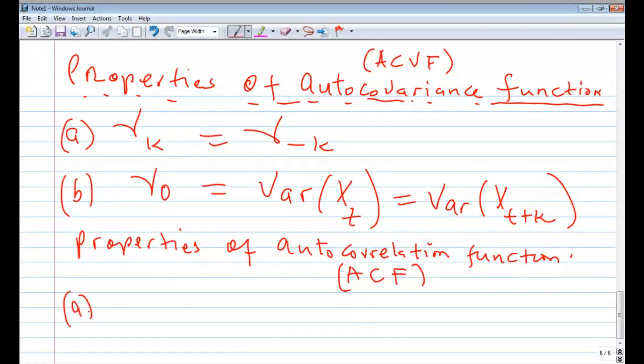Number one, rho K will be equal to rho of minus K. As in autocovariance, we say gamma K equal to gamma of minus K. So here rho K is equal to rho of minus K. That's number one.